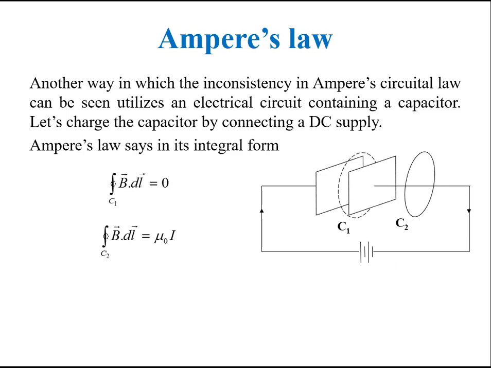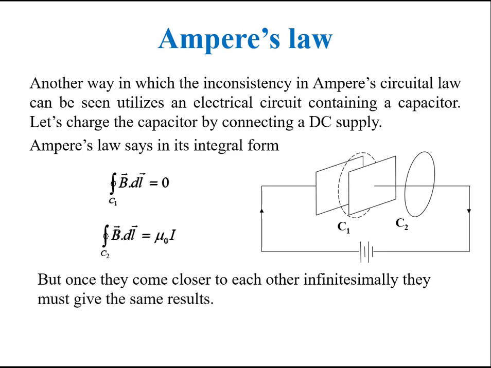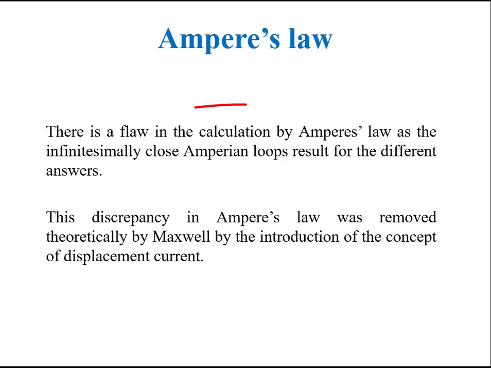Now, if you bring these loops infinitesimally close, they must give the same result. But you can see it is not possible with the current form of Ampere's law, and this is another proof of inconsistency in Ampere's law. So, there is a flaw in calculations by Ampere's law as the infinitesimally close Amperean loops result in different answers. This discrepancy in Ampere's law was removed theoretically by Maxwell by the introduction of the concept of displacement current. Let us discuss in the next slides the displacement current.